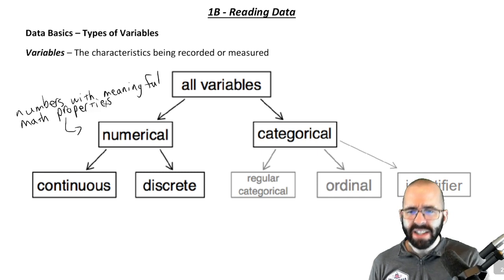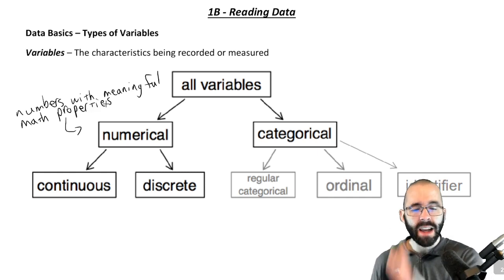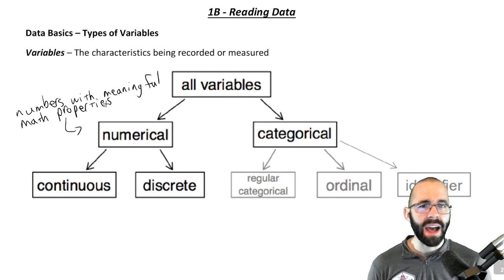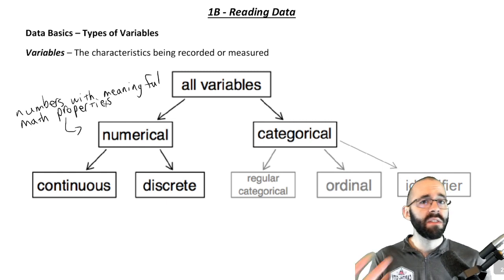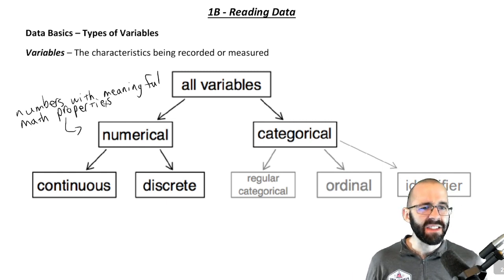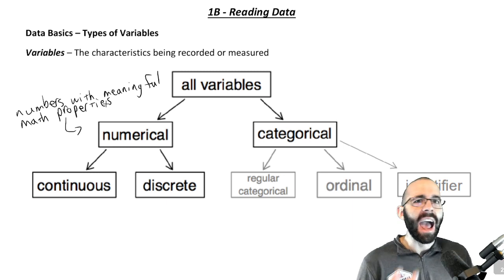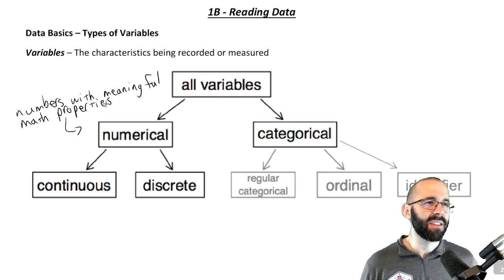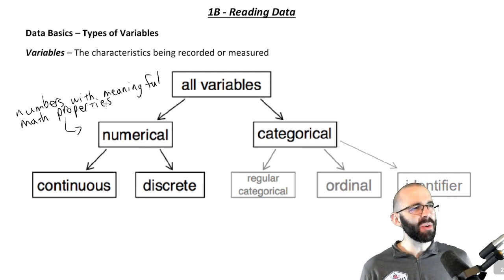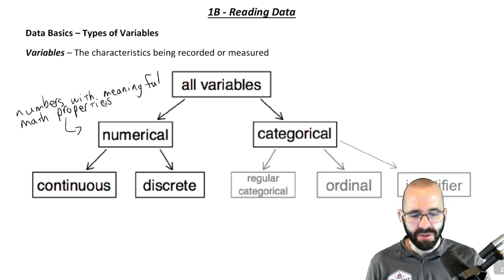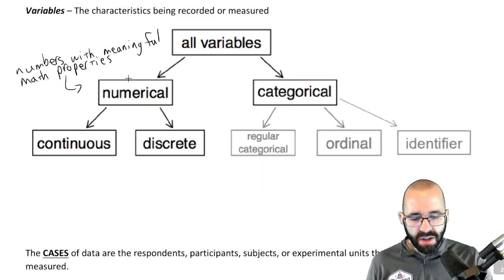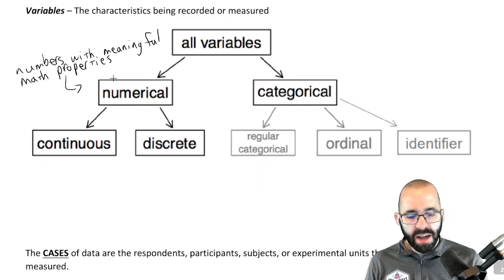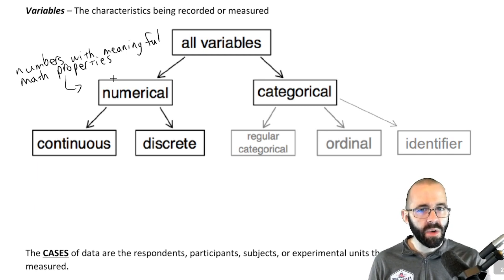Why do I specify that? What's an example of a number that's not meaningful mathematically? Phone numbers, zip codes. These are numbers, but mathematically they don't mean anything. You can't add phone numbers together. You can't really add or subtract zip codes either. Kind of, sort of, but it's not really going to be meaningful. So usually numbers are going to be numerical, but sometimes numbers could also be ordinal, categorical, or identifiers.